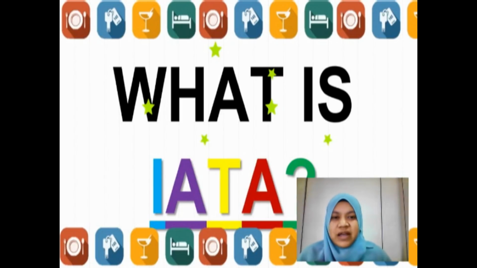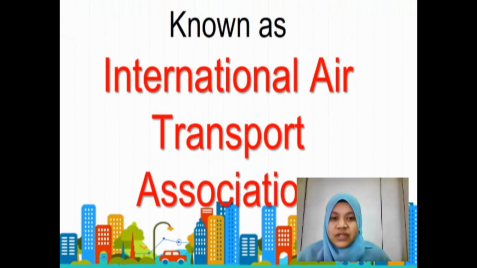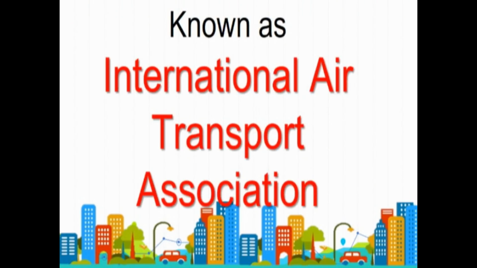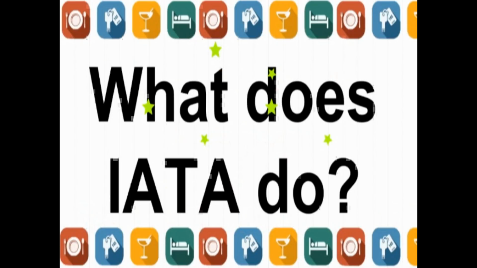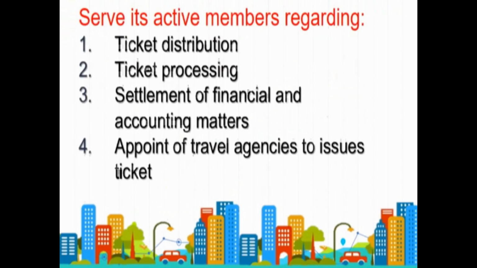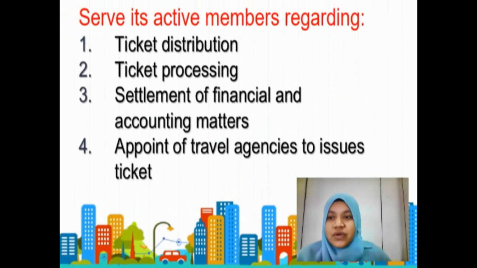Who knows what is IATA? So this is IATA. IATA is known as the International Air Transport Association. So what does IATA do? It serves its active members, this is a kind of service that they provide to their members. If we want to become IATA accredited, we need to take an exam. The exam is not easy, it's quite tough. And when we have this certificate, it's quite good for our company, for our reputation and our image.